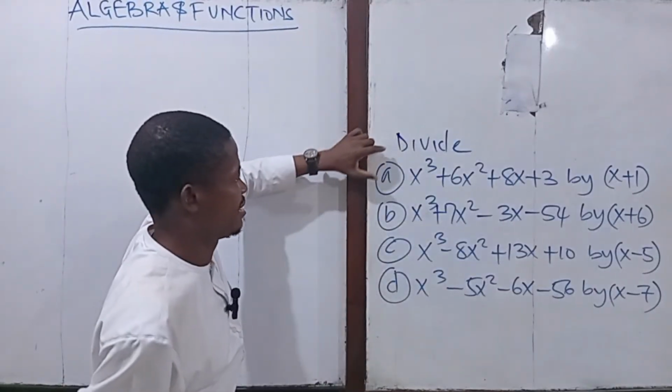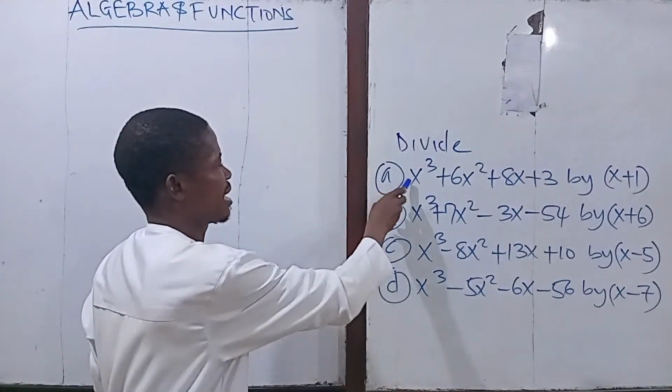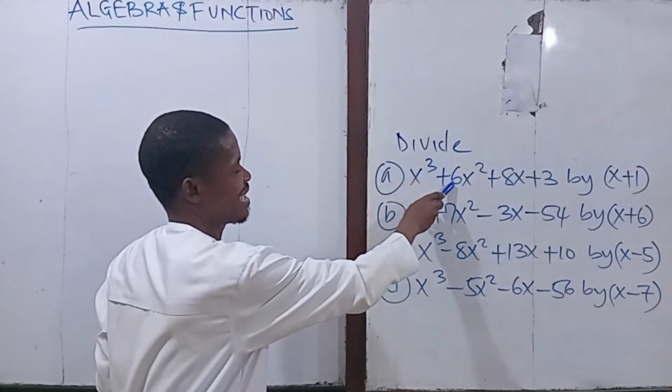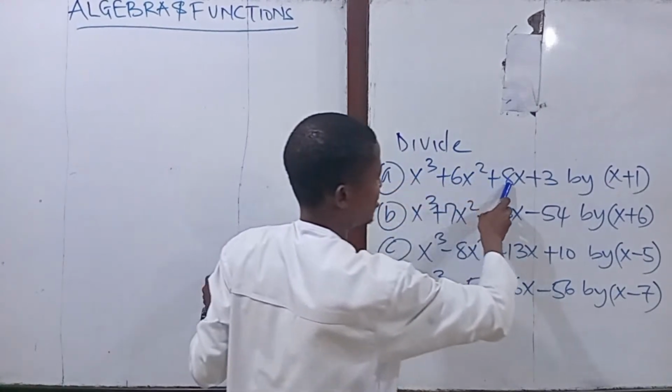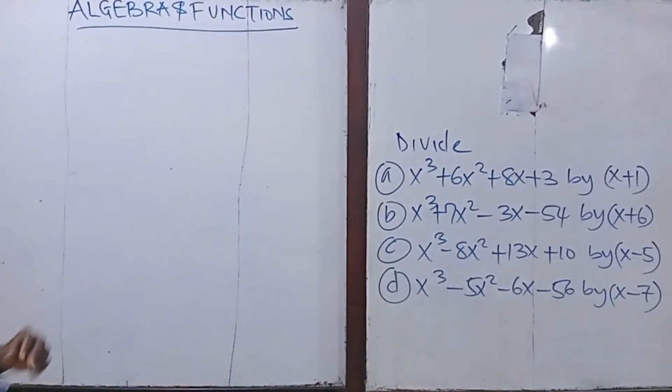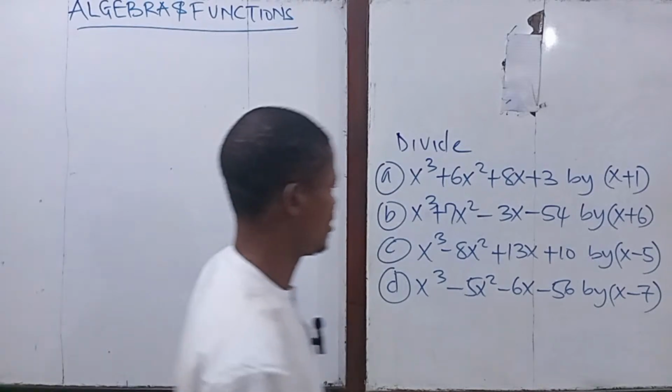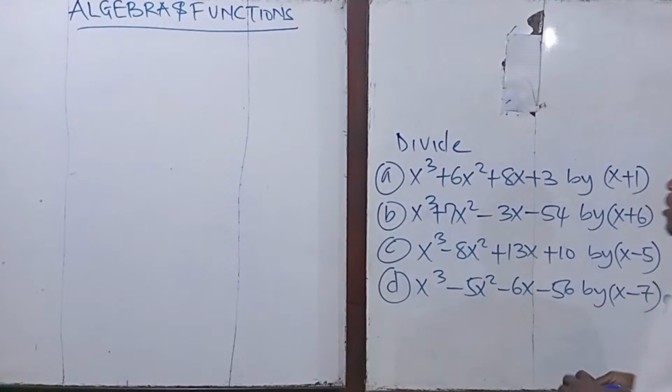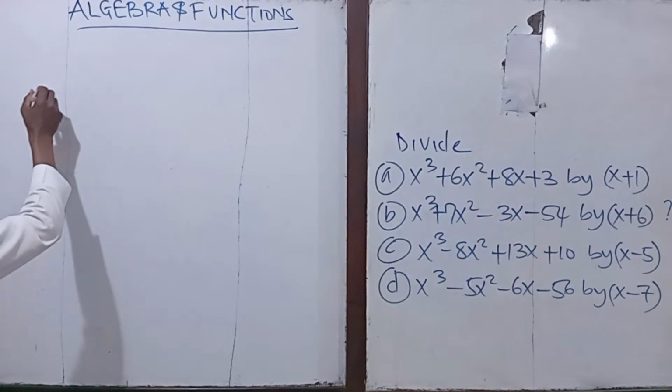Divide this polynomial x cubed plus 6x squared plus 8x plus 3 by x plus 1. So we have the a part, we have the b part, we have the c part, we have the d part. So I will take the a part. How do you do the division? That's very simple. This is what you do.